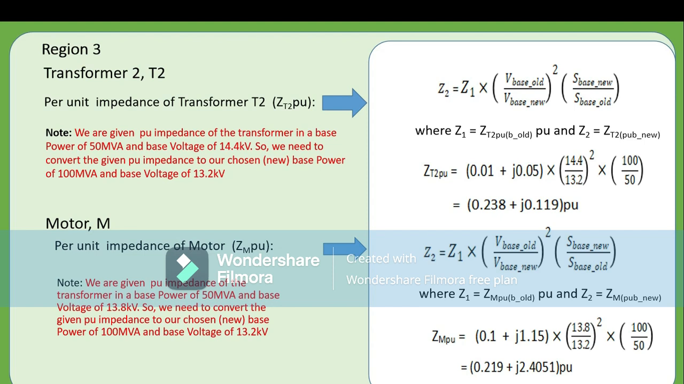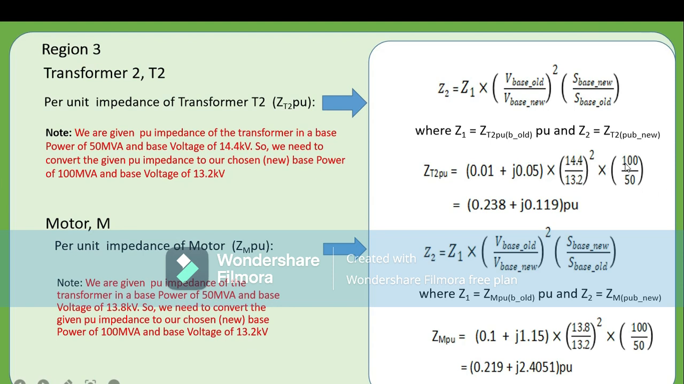That's where we want to concentrate. So if we are using the secondary side of transformer T2, it is actually in region 3. So when we do that, we use the secondary side. So what is the voltage at the secondary side? The new voltage there, based on our chosen system voltage, is 13.2, whereas its own voltage is 14.4, which is the old voltage.